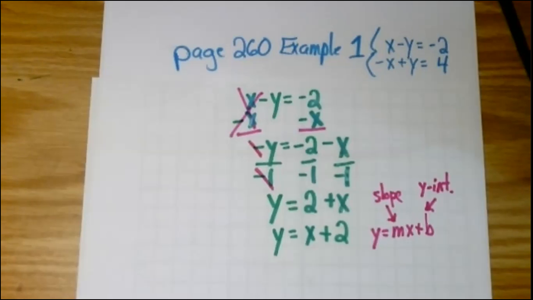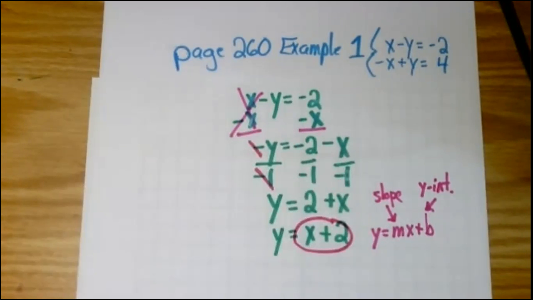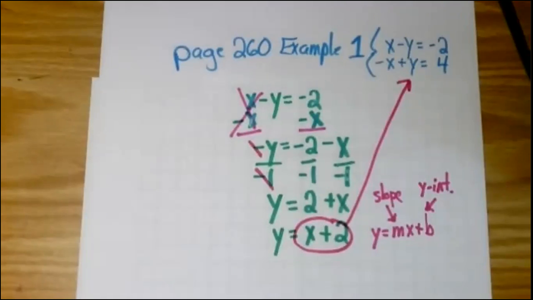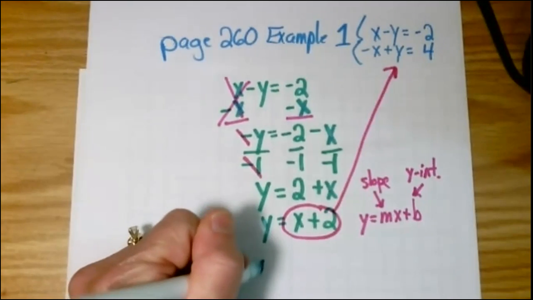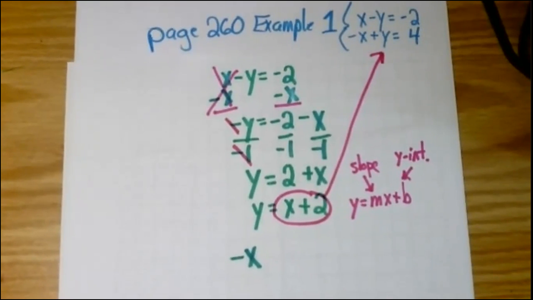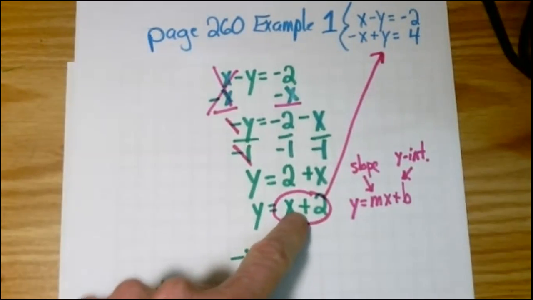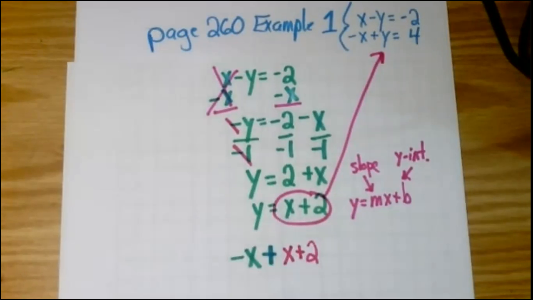So now what we're going to do for substitution is take y equals this expression and plug that into the other equation up here for y. That was substitution, if you remember from a couple lessons ago. So if I plug that in, I get negative x plus, now I substitute in this for y, so that's x plus 2, equals 4. And then I just solve it for x.